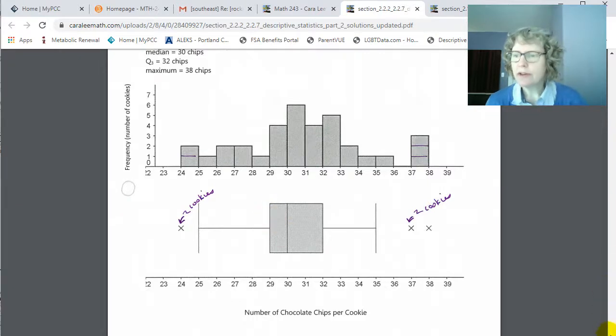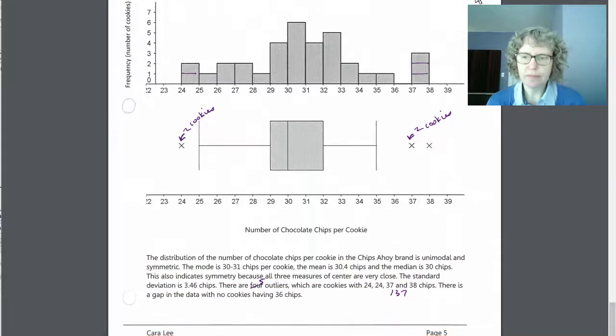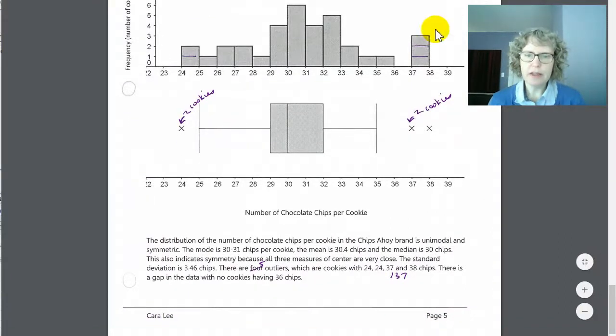Okay, so, oh shoot, I have to move my recording window down here. Okay, here is the paragraph. The distribution of the number of chocolate chips per cookie in the Chips Ahoy brand, oh, I think that was Keebler, my mistake, I'll fix that, is unimodal and symmetric. The mode is 30 to 31 chips per cookie. The mean is 30.4 chips and the median is 30 chips. This also indicates symmetry because all three measures of center are very close.